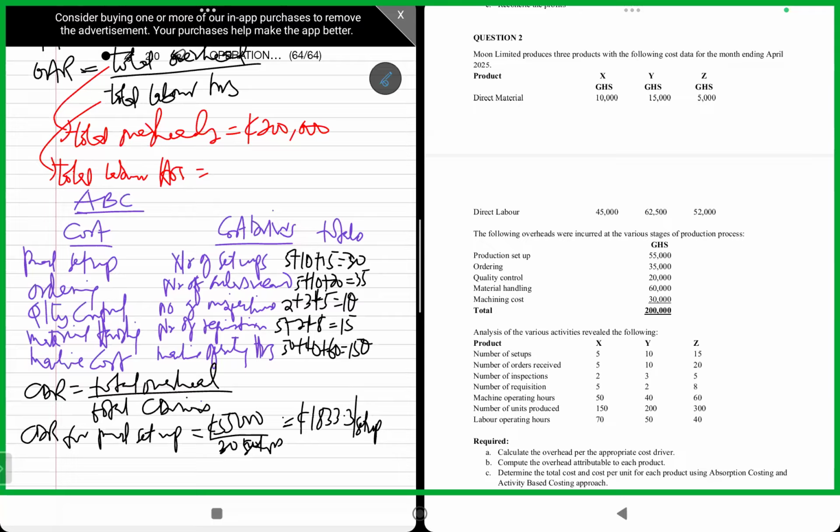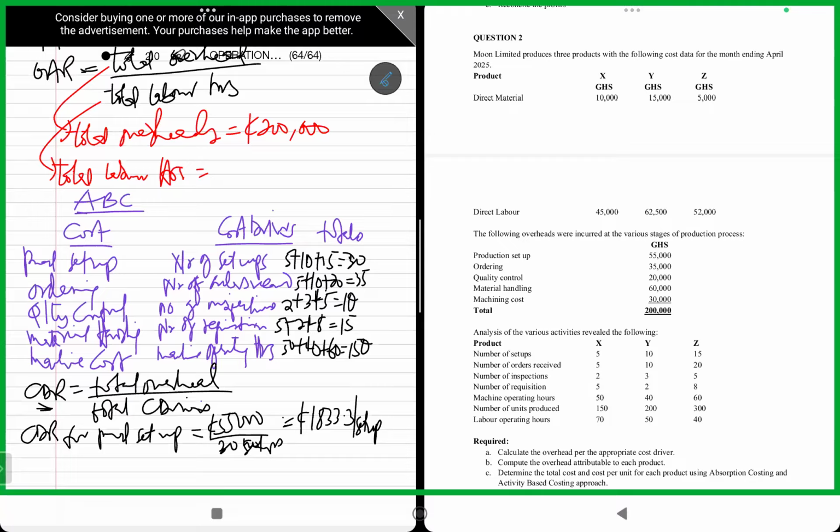Now let me show you another method. It says calculate the overhead per the appropriate cost driver. So this is the CDR for the production setup. And it says overhead. It didn't say we should find the CDR. But if the question says you find the cost driver rate, then this is what you do to find the cost driver rate. Well, CDR is the cost driver rate, right?